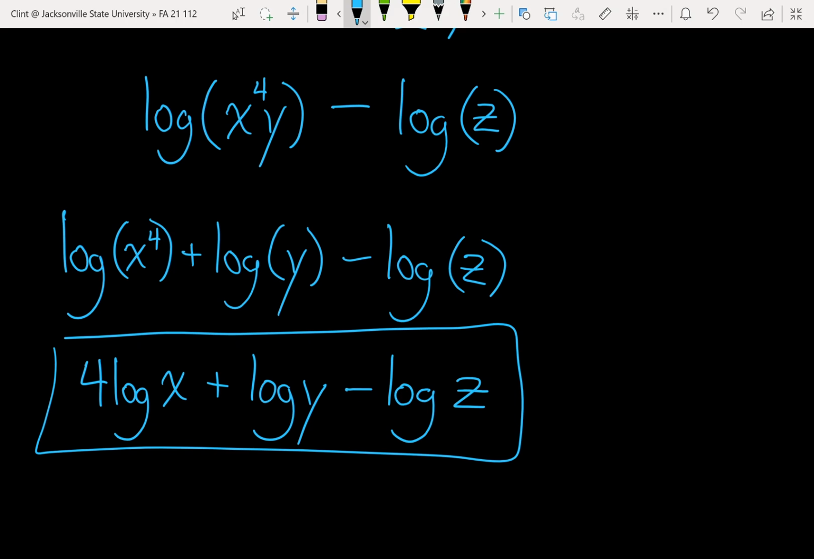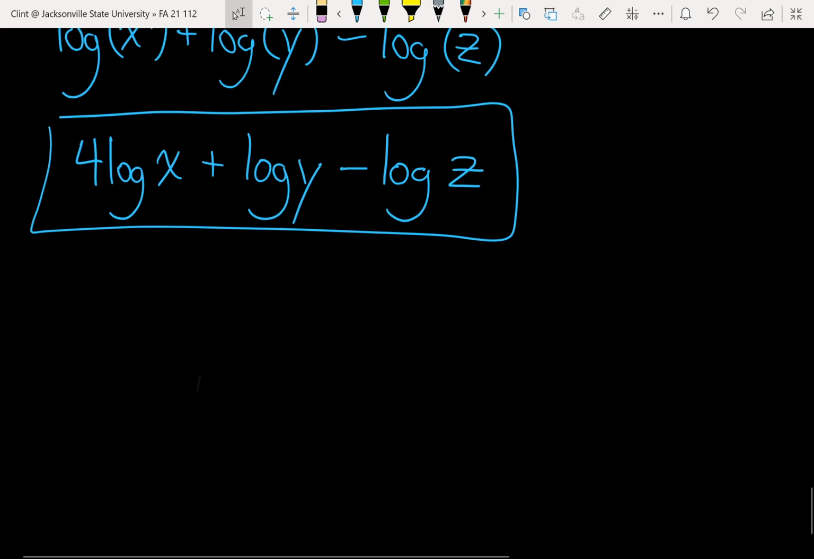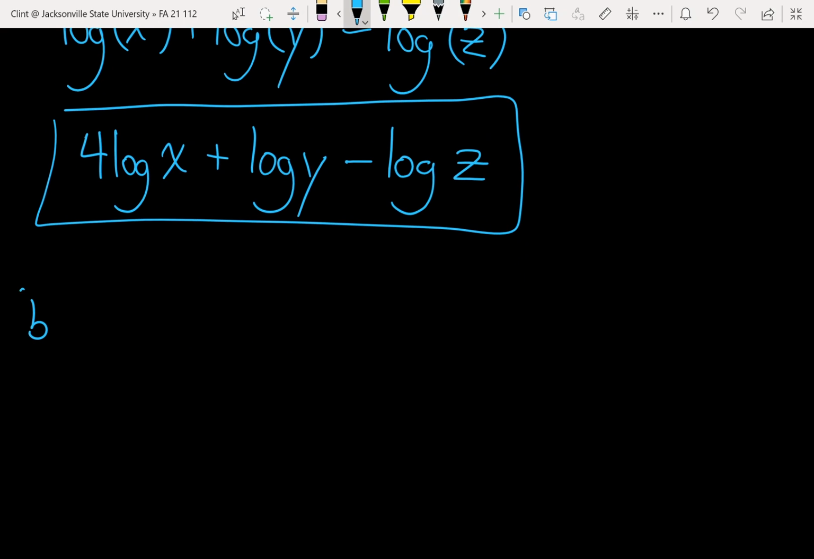And part B starts with this, okay? And it goes the other way, so that's not really challenging.